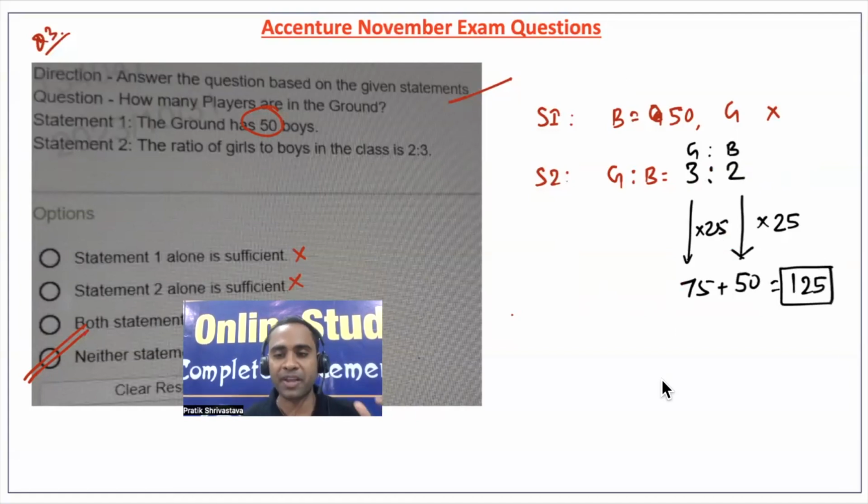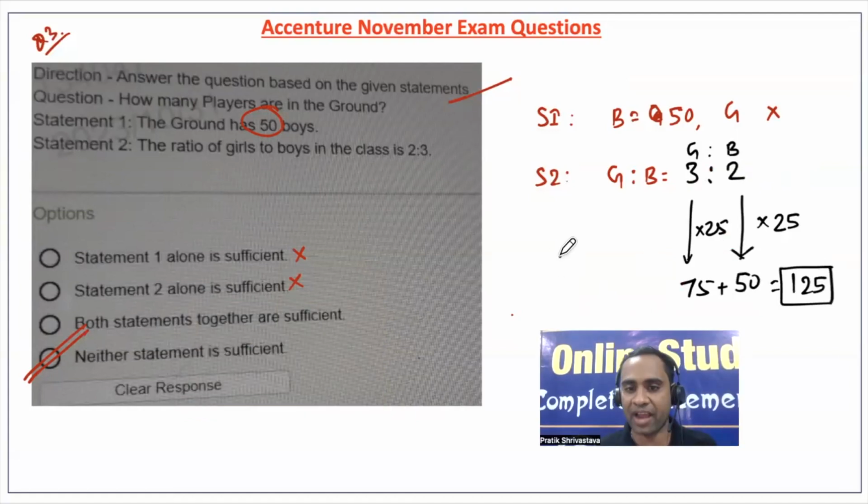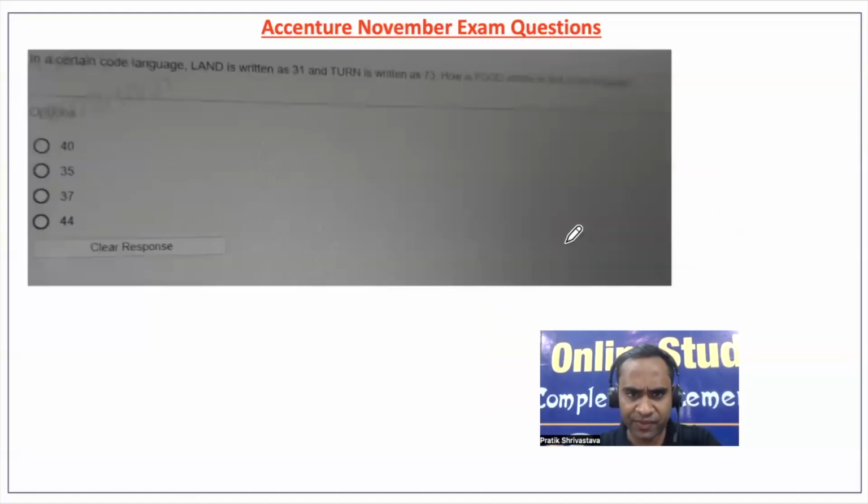But because of the ratio, we are getting the number of girls in fraction, and that's the reason we cannot solve this question, right? So friends, practice is very, very important in dealing with this type of question.